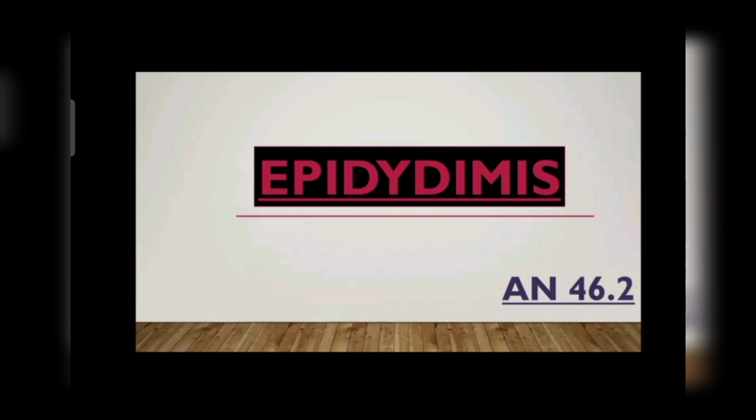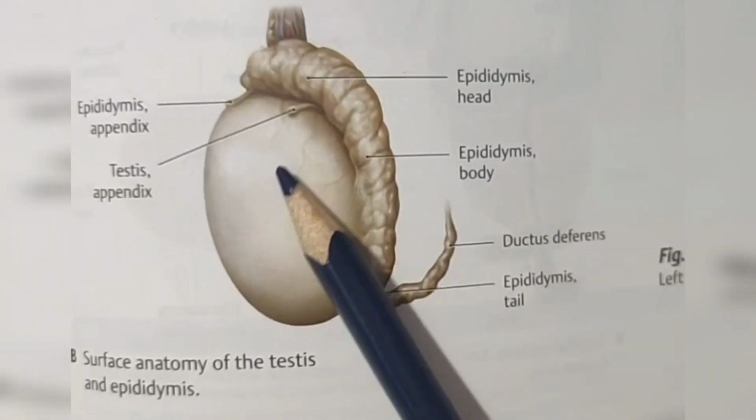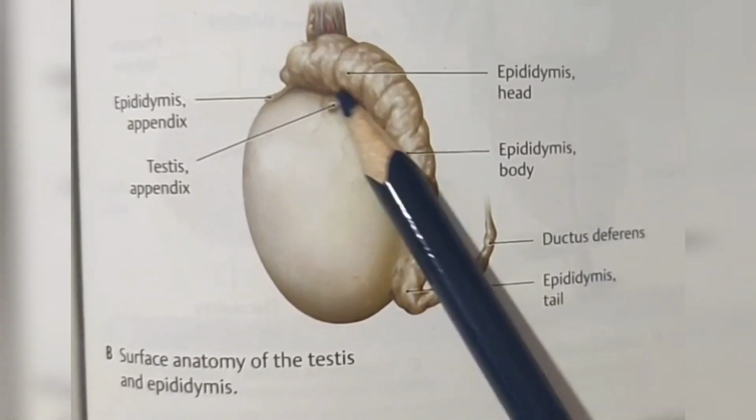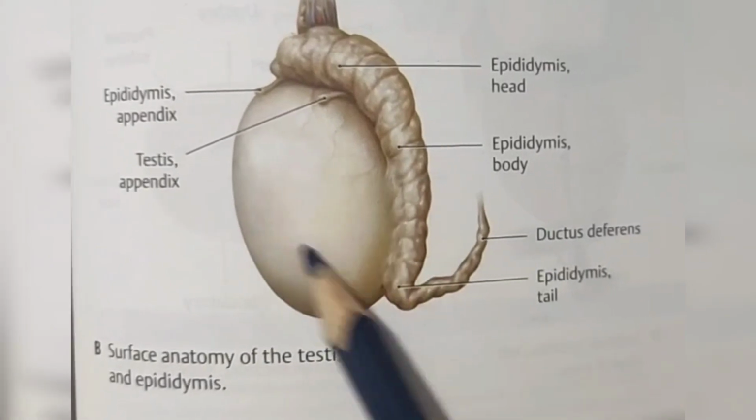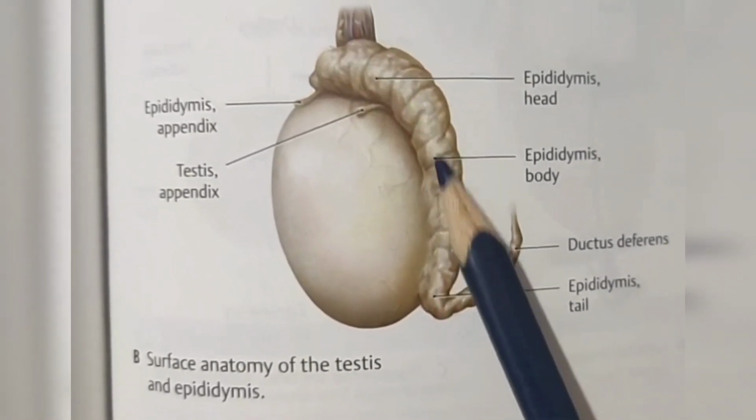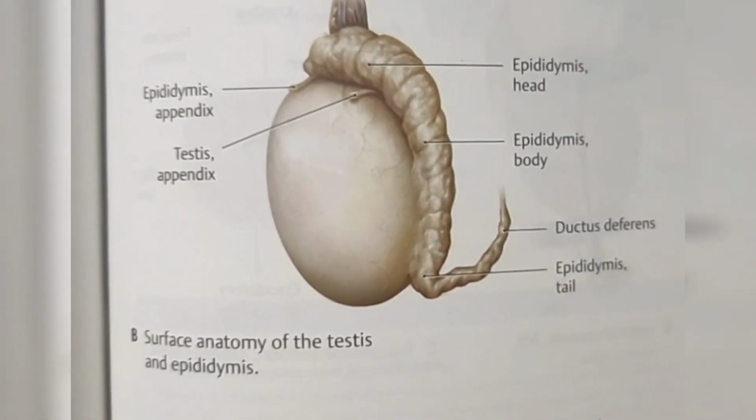Epididymis, competency number AN-46.2. Epididymis is a comma-shaped structure which is located on the superior and the posterolateral surface of the testis. Now this is completely coiled, and it is composed of highly coiled tubules.